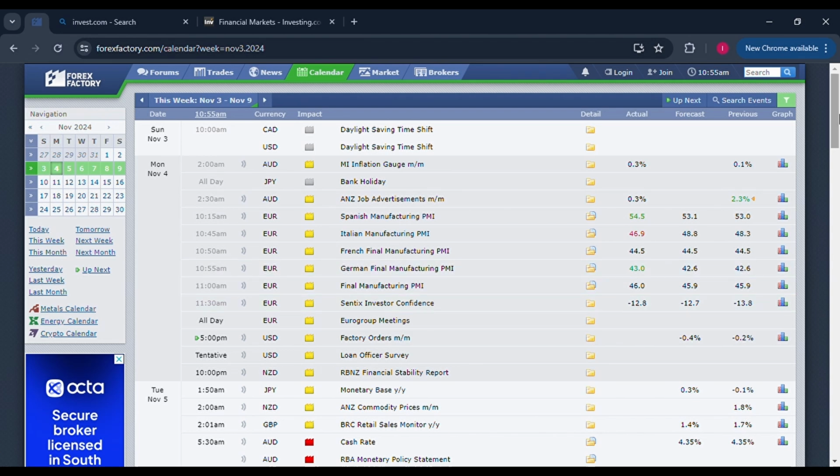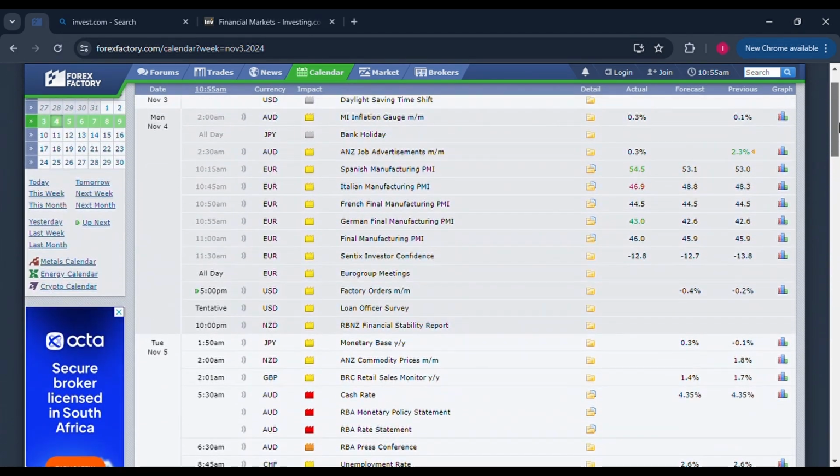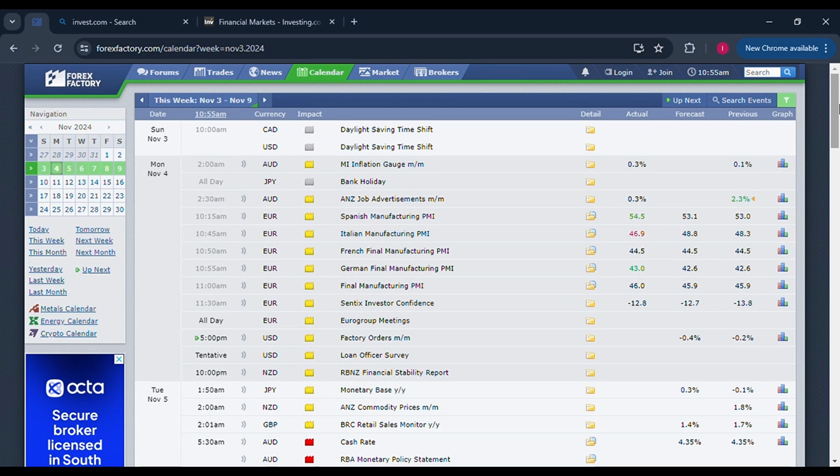But first, it's not like this. If you remove everything, you have all these things. It shows the time, the date, and exactly what is happening, and also shows you on which currency this is happening. Get a point? So it's very, very important.